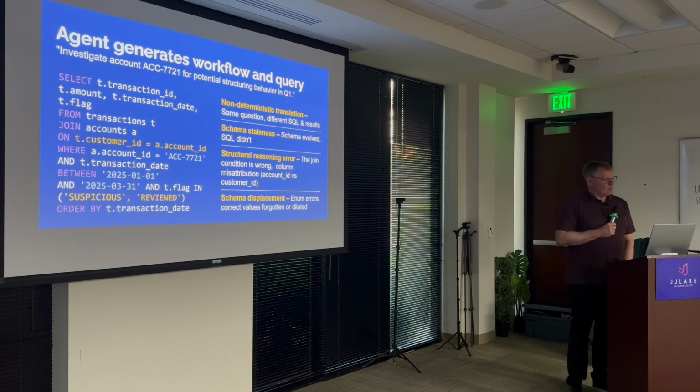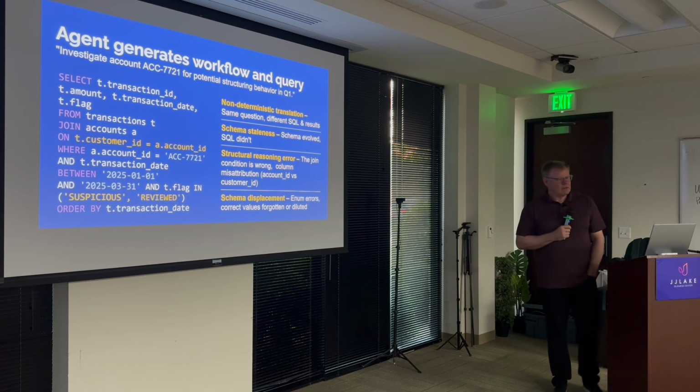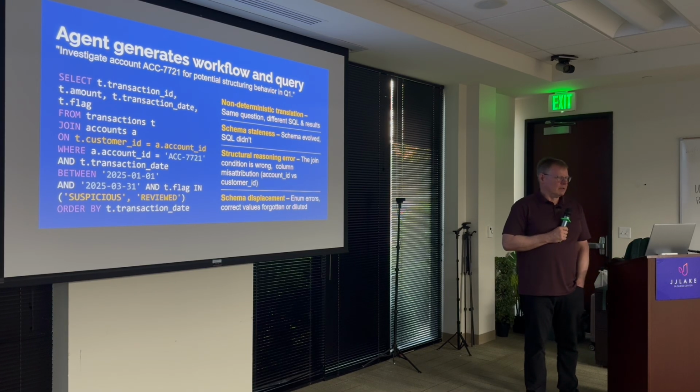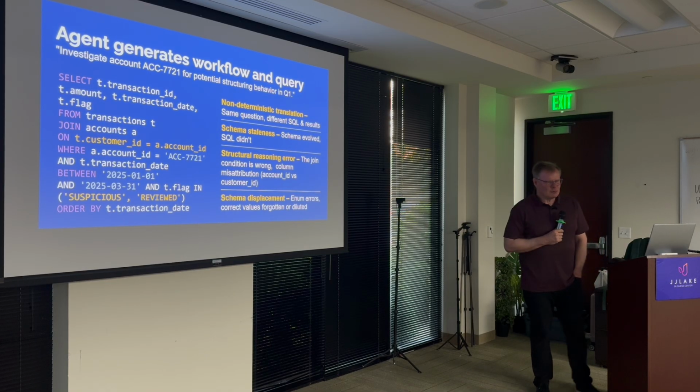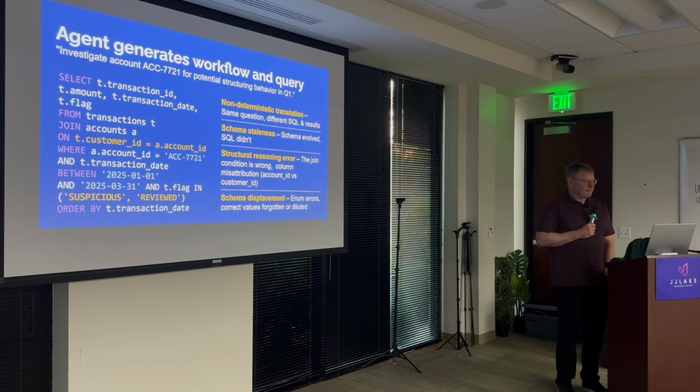What happened? We did have some non-deterministic translation problems because if we would slightly tweak the English in our question, we would get different language. And we may have had schema staleness because our schema evolves all the time. But really the more interesting things, what we can see directly in the query, and I've outlined it in the yellow here, is first of all, there's a structural reasoning error. The join condition is wrong because the AI product joined account ID and customer ID, which is incorrect. And the product has a problem with schema displacement because it used the wrong enum values in order to determine the rows that I'm interested in.